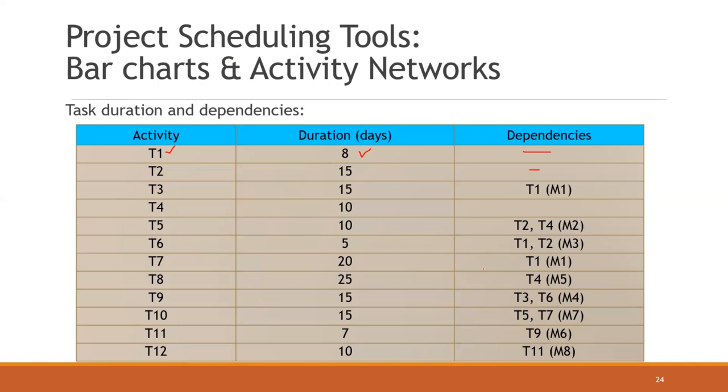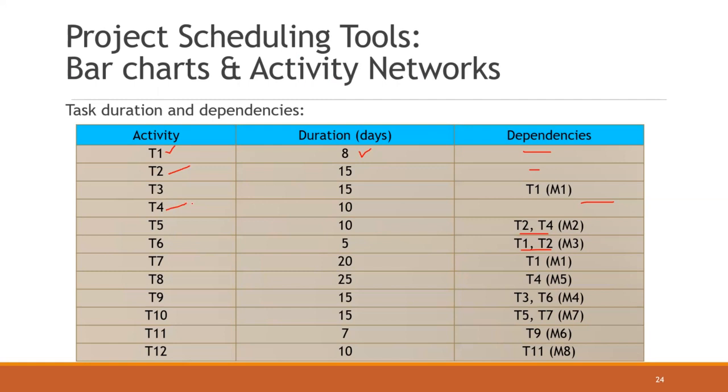That is, task 1, task 2, and task 4 can be started from the beginning because there are no dependencies. But task 3 can start only after task 1, and task 5 can start only after task 2 and task 4, task 6 after task 1 and task 2, and so on. So as we already mentioned, since task 1, task 2, and task 4 do not have any dependency, we can start them from the beginning.